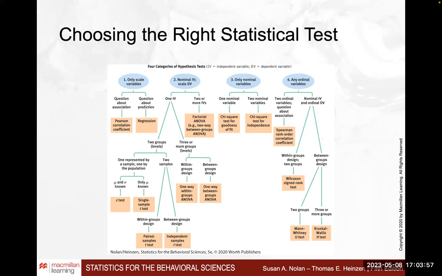If we have a nominal independent variable and ordinal dependent variable, we have a between groups design, which with two independent groups uses a Mann-Whitney U test. I'll spare you the details on this test, but it's the non-parametric brother of the independent sample t-test. And then you have the non-parametric brother of the ANOVA, where you have 3 or more levels of the independent variable. That's the Kruskal-Wallis H-test.